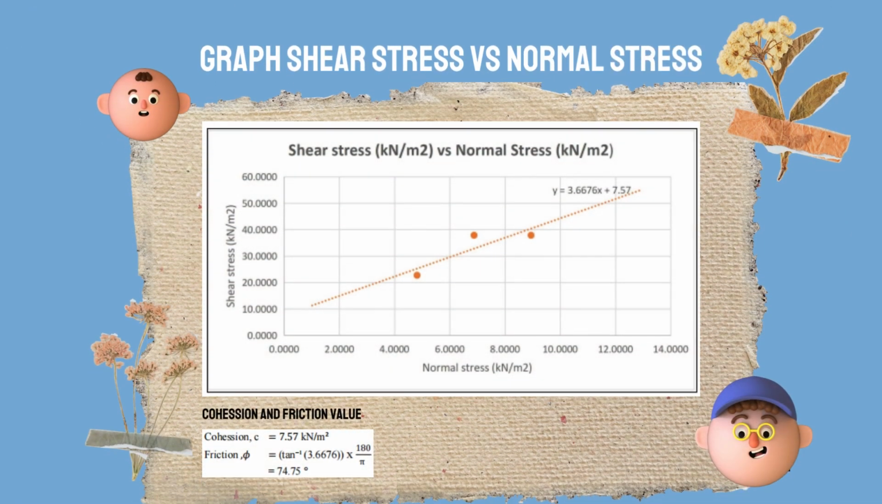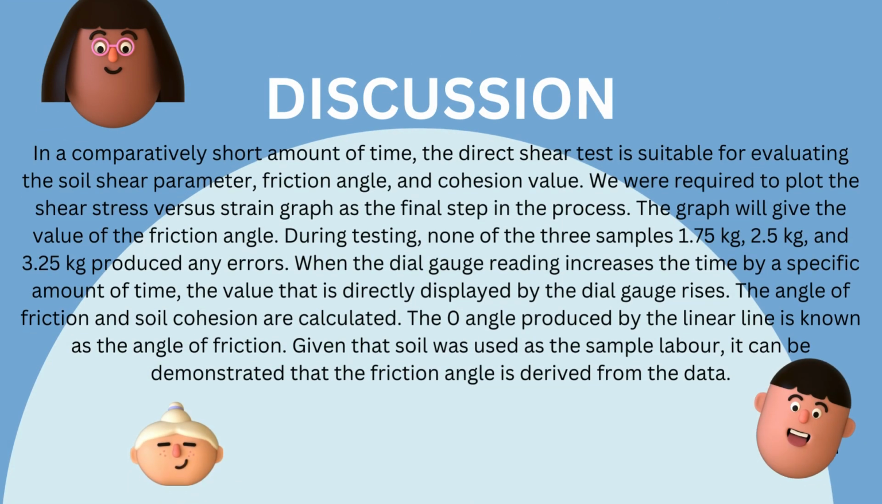In this part, it shows the graph of shear stress versus normal stress from all three of the specimens, from which we could determine the cohesion of the specimen, which is 7.57 kN per square meter, and the friction angle of the soil is 74.75 degrees. For the question, in a comparatively short amount of time, the direct shear test is suitable for evaluating the soil shear parameters, friction angle, and cohesion value.